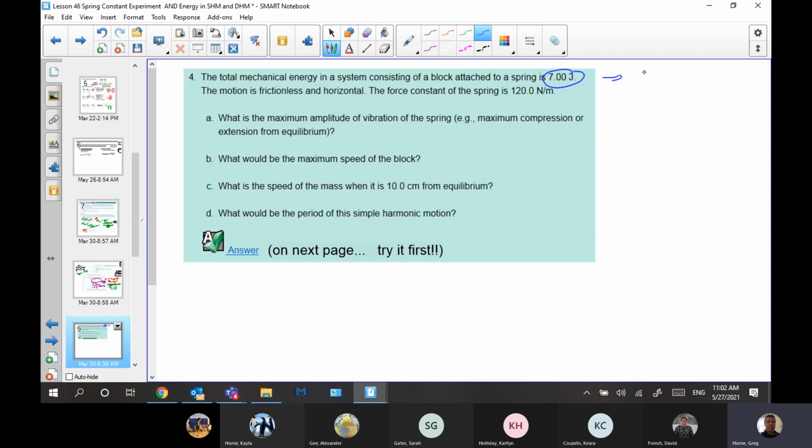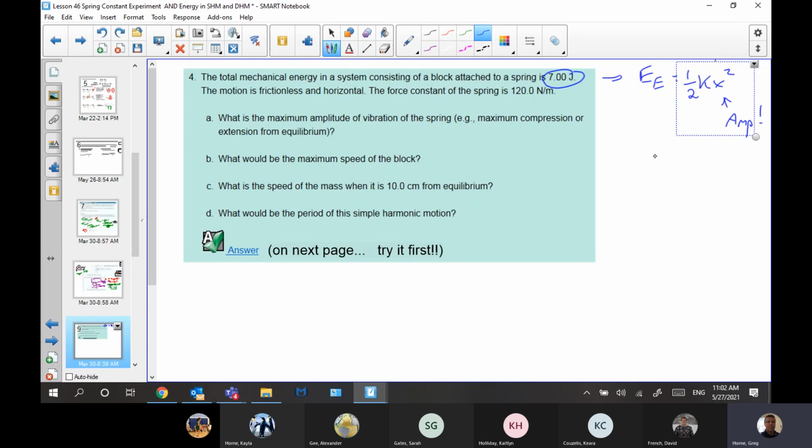So right away you should be thinking, okay, if the total energy in the system is that, then that means at our maximum, E equals 1/2 kx squared. It's the elastic potential energy stored, right? 1/2 kx squared. So basically the amplitude, right? At the full amplitude, you've got your max energy.